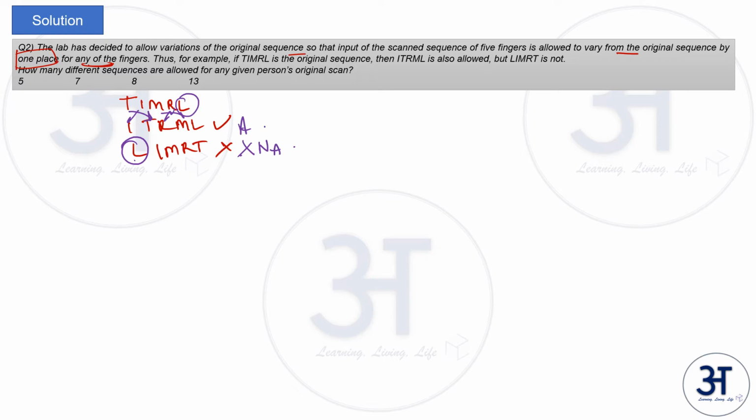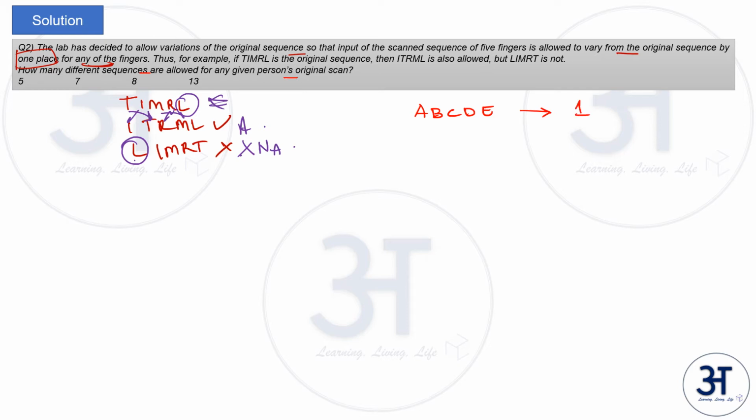So this is very clear from the example also. So now what is the question? Question asks how many different sequences are allowed for any given person's original scan. So you can take this as the original scan or you can take whatever is your comfortable sequence. I will take A, B, C, D, E. So here again similar to previous question, how many different sequences are allowed for any given person's original scan? This means that this also has to be counted as one.